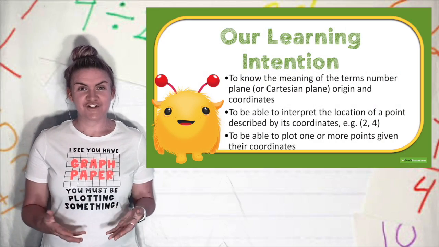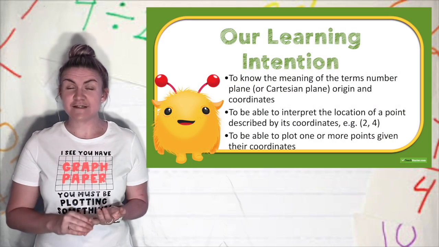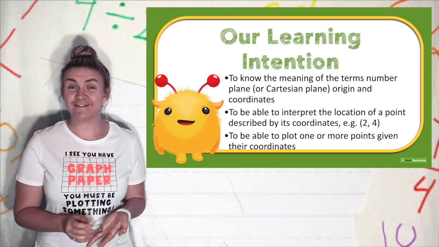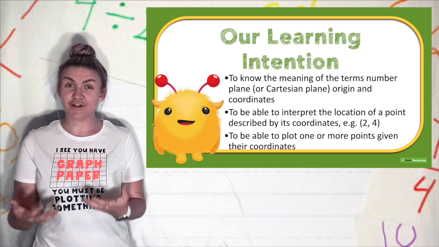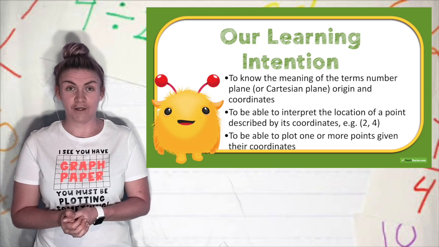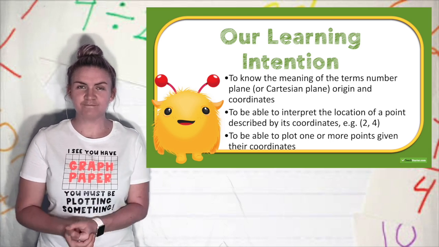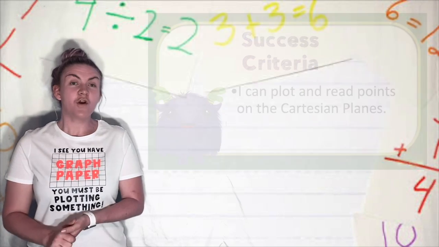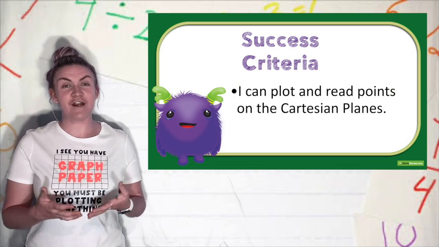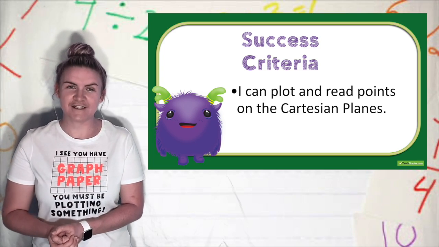Our learning intentions are to know the meaning of the terms number plane or Cartesian plane, origin and coordinates. To be able to interpret the location of a point using its coordinates, e.g. (2, 4), and to be able to plot one or more points given their coordinates. We will know we are successful when we can read and plot points on the Cartesian plane.